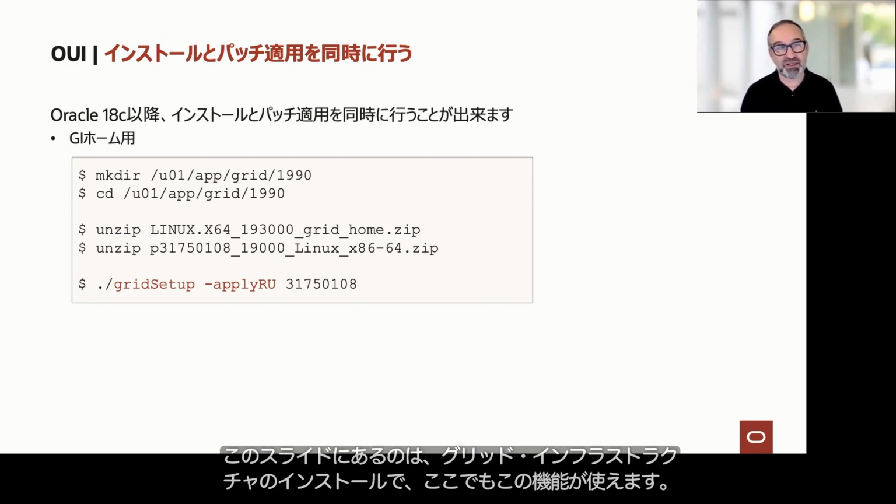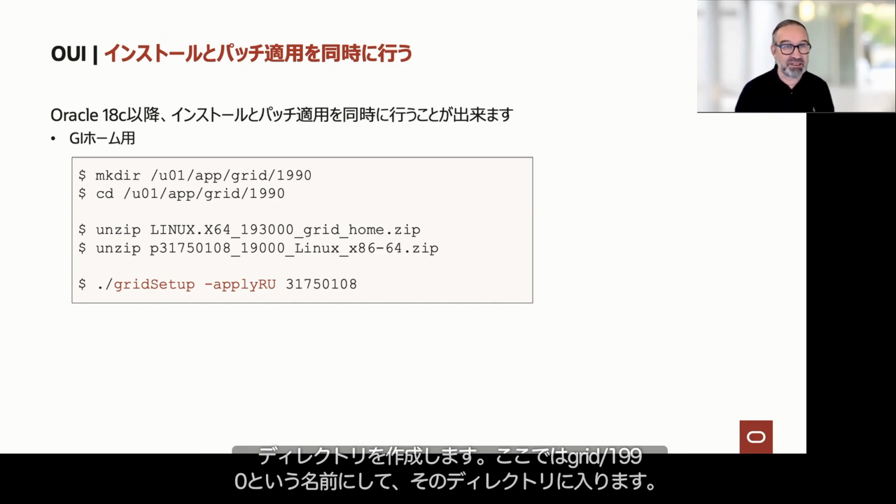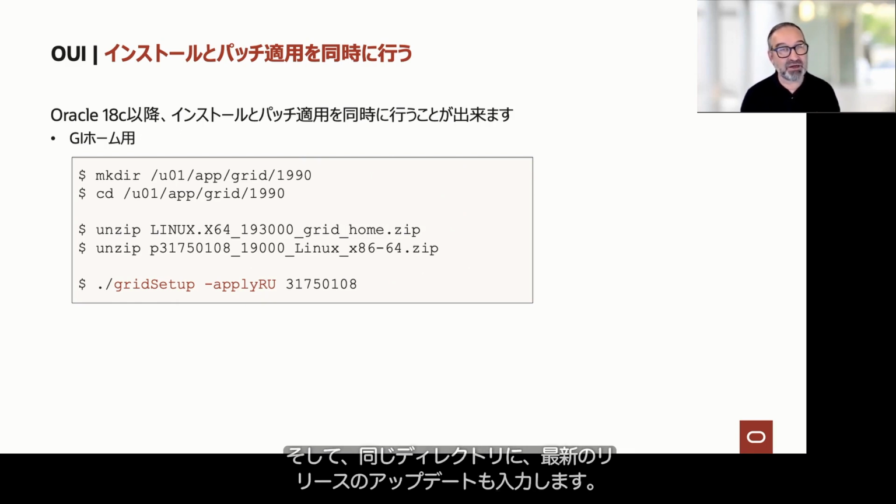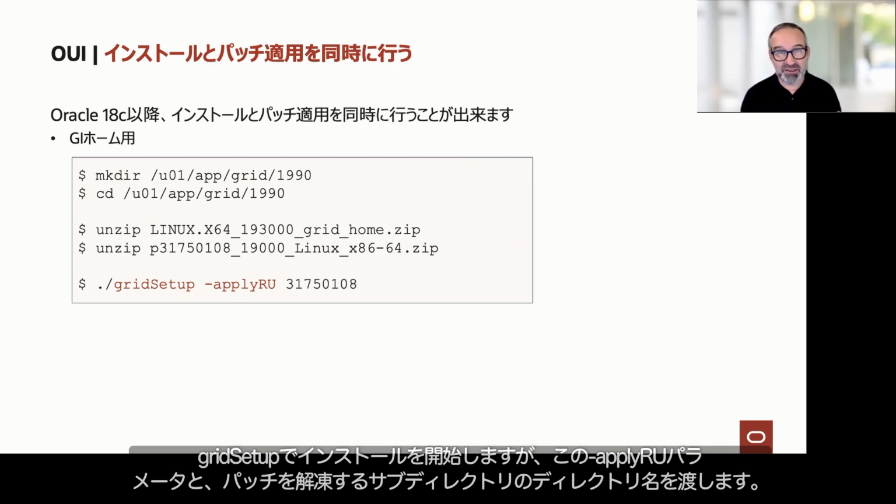What we see on the slide here is the Grid Infrastructure installation, where this works as well. So we create the directory, I name it here grid 1990, and I change into that directory. I unzip the base release, this is 19.3.0 Grid Infrastructure. And then in the same directory, I also unzip the most recent release update. I start the installation with gridSetup, but I pass on this -applyRU parameter and the directory name of the subdirectory where I unzipped the patch.